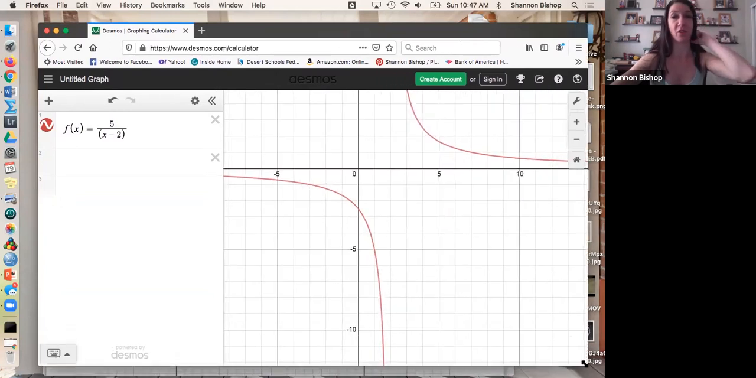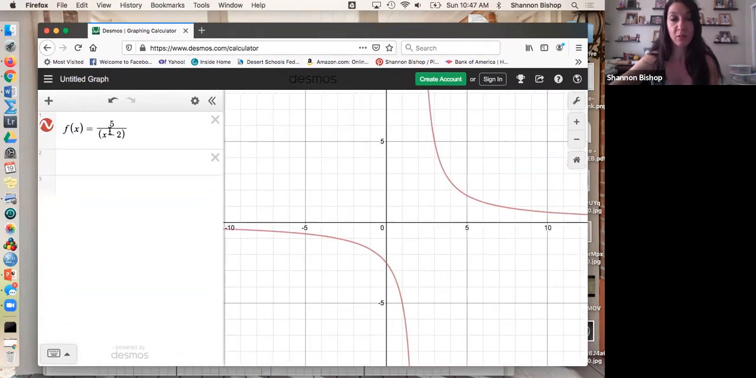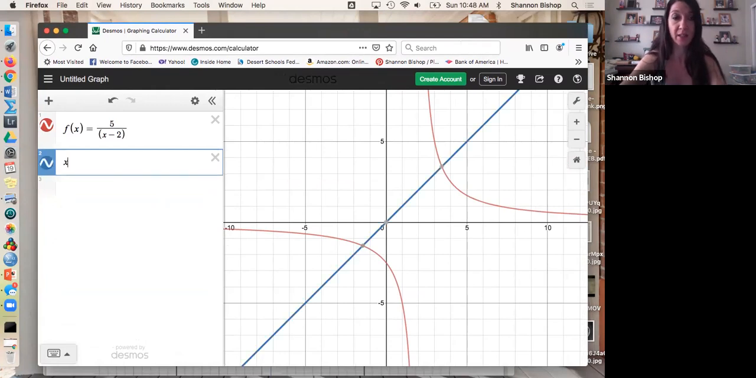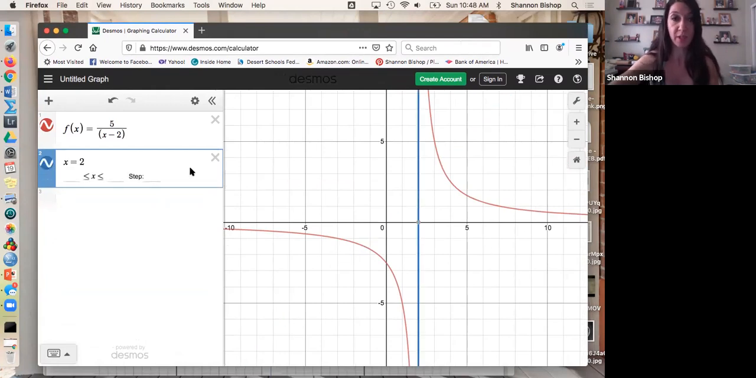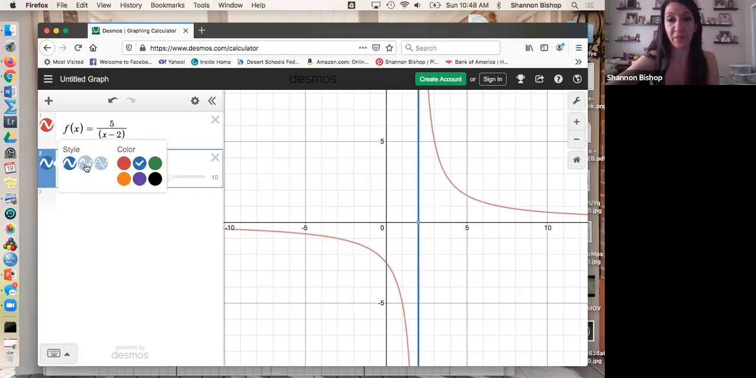I already have the first function typed in. Just to review, this rational function definitely has a vertical asymptote at x equals 2. As you can see, the denominator is x minus 2. So you're asking yourself, when will x minus 2 be equal to 0? Because that would, of course, be an error. 5 divided by 0 is not possible. In this particular case, that would happen at an x value of 2. Okay, that's the vertical asymptote, and again, that's an error.